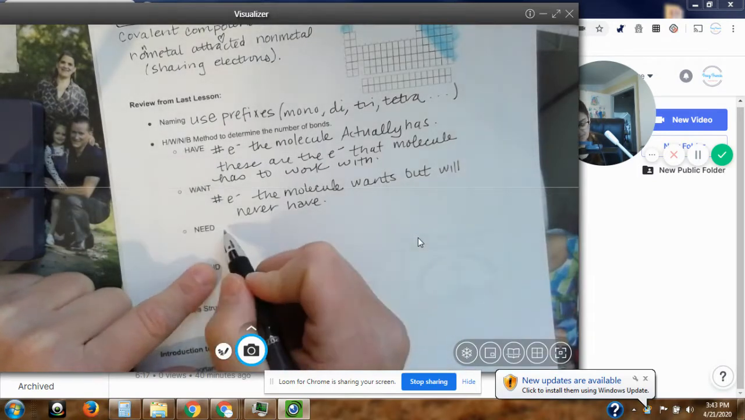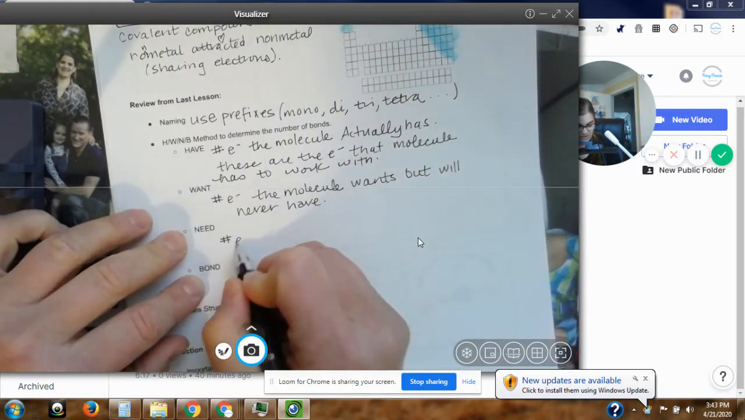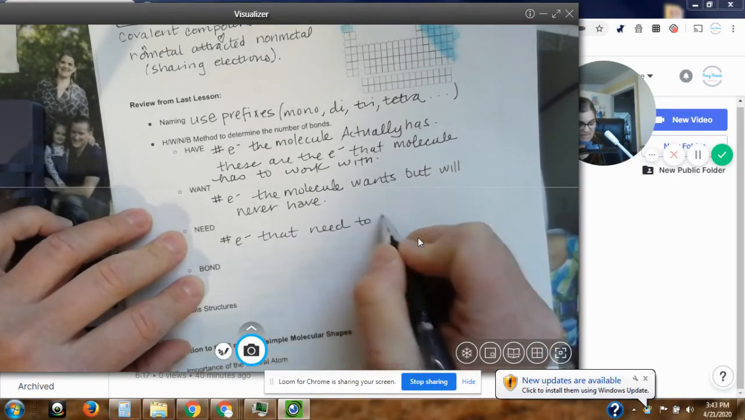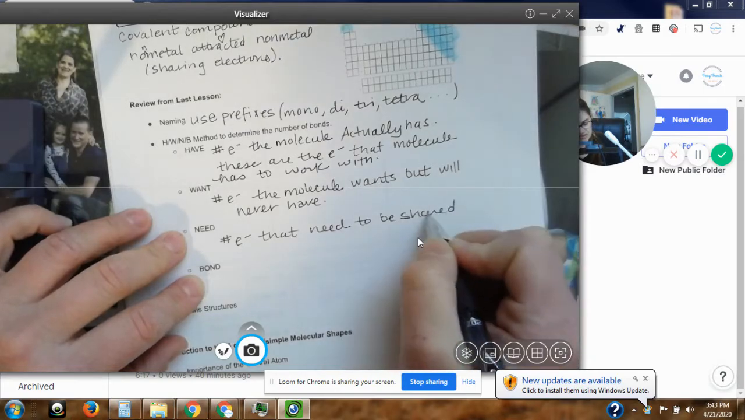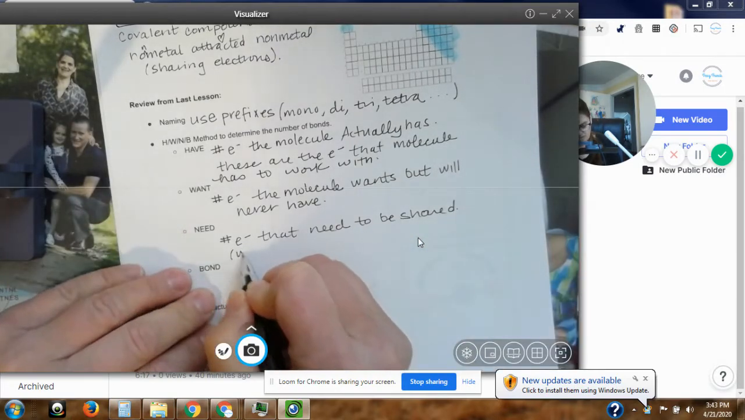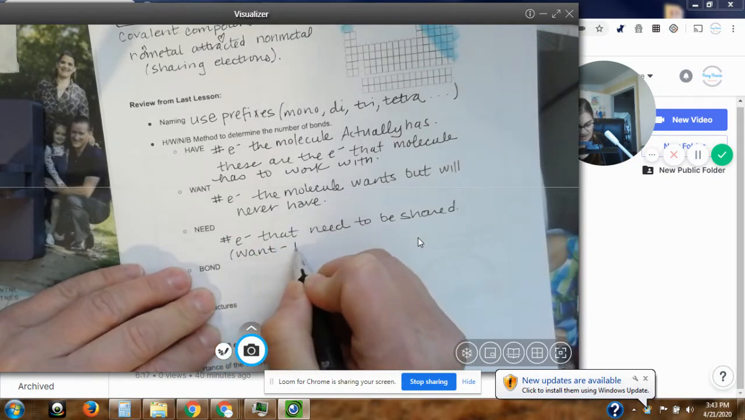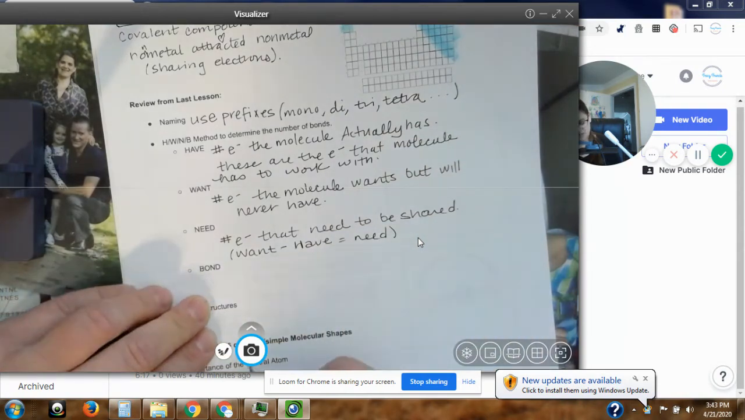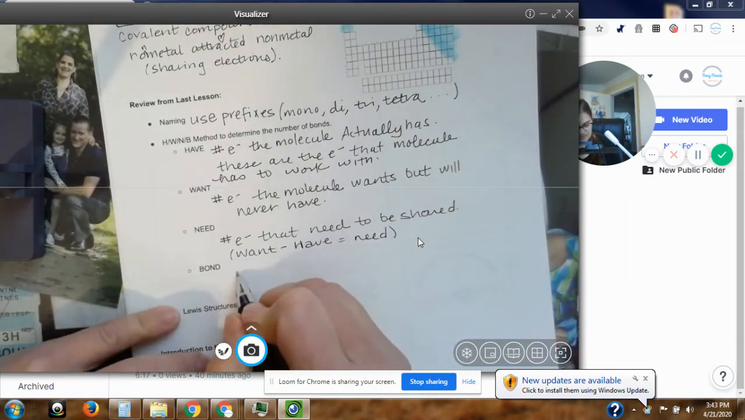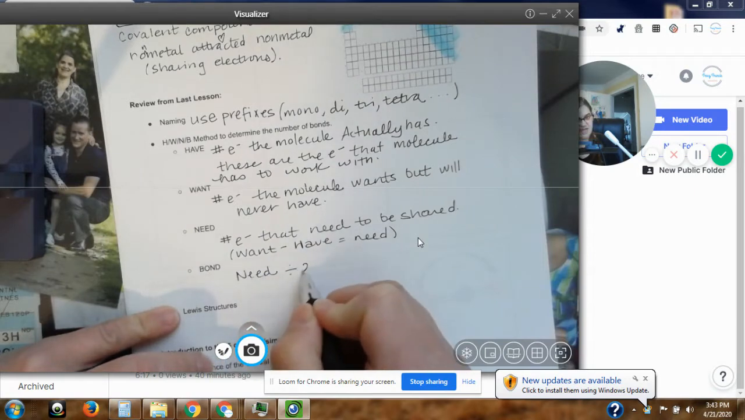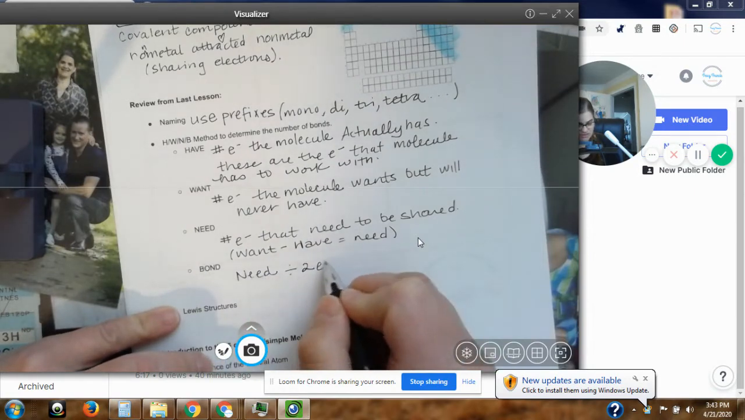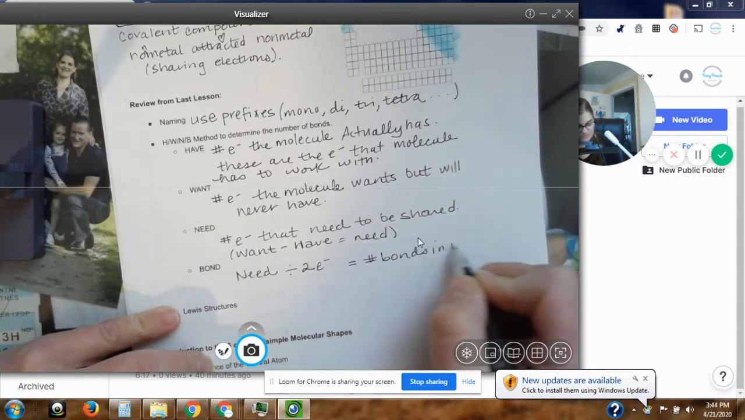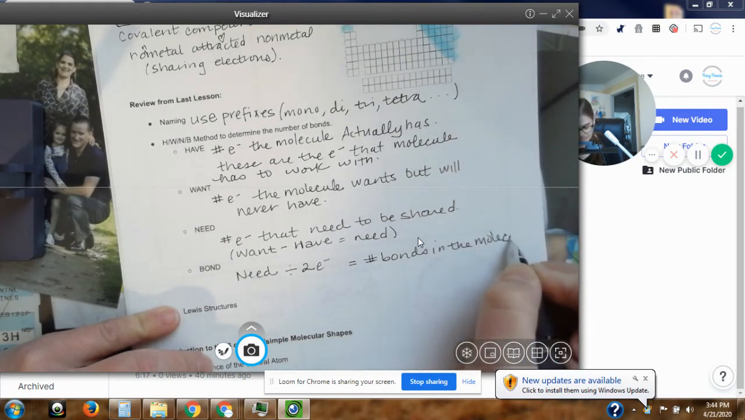Okay, so the need is the number of electrons that need to be shared. And Miss Olson told you that if you take the want minus the have, you get the need. Now to get the number of bonds, you're going to take the need and divide it by 2, because every bond has 2 electrons. And this will equal the number of bonds in the molecule.